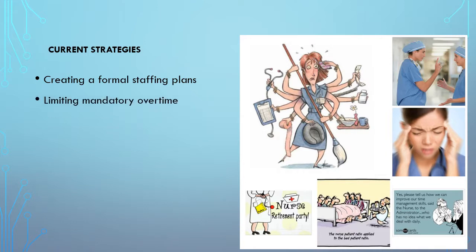Similarly, limiting mandatory overtime can be another important strategy to overcome the nurse-patient ratio problem. It will help create a safe workplace environment and result in better patient outcomes by limiting excess workload on nurses. Likewise, using up-to-date technology is another currently used strategy in Australia.